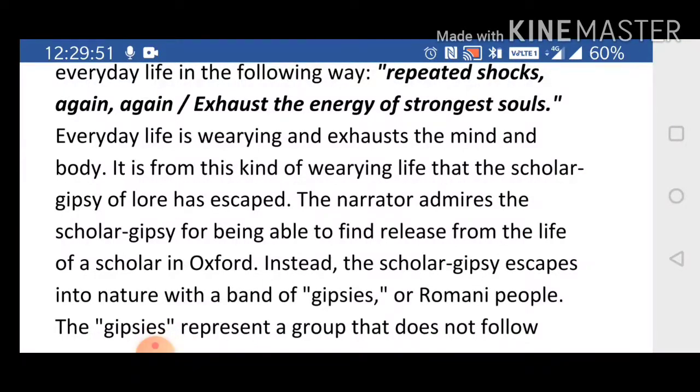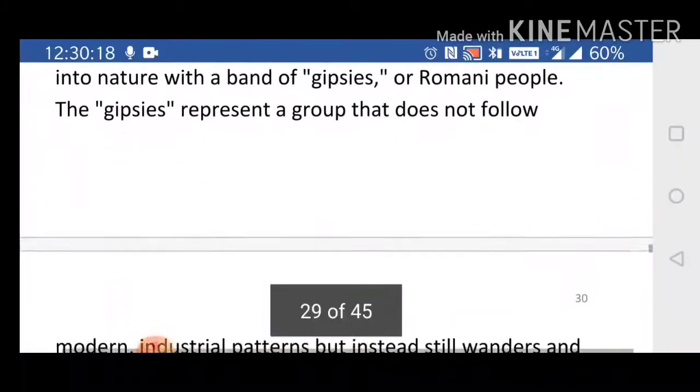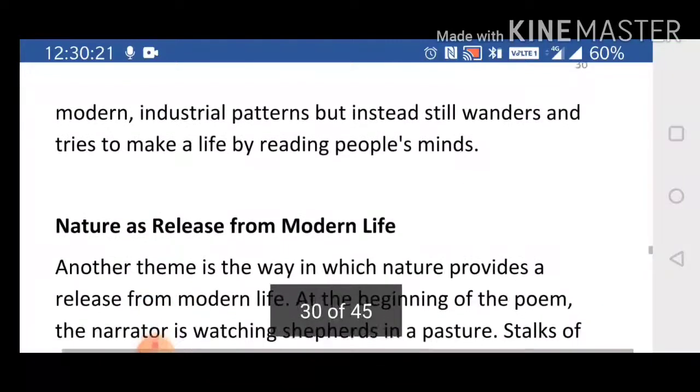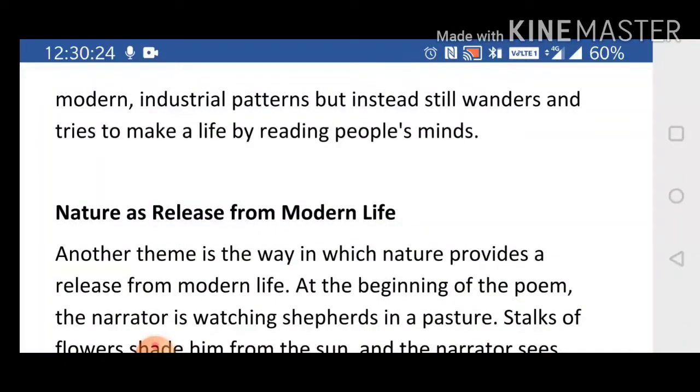It is from this kind of wearying, meaning tiring, life that the scholar gypsy of lore has escaped. The narrator admires the scholar gypsy for being able to find release from the life of a scholar in Oxford. Instead, the scholar gypsy escapes into nature with a band of gypsies or Romani people. The gypsies represent a group that does not follow modern industrial patterns, but instead still wanders and tries to make a life by reading people's minds. Wanders means people who move from one place to another without any definite aim.